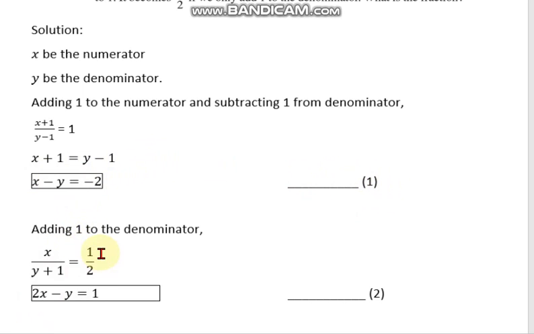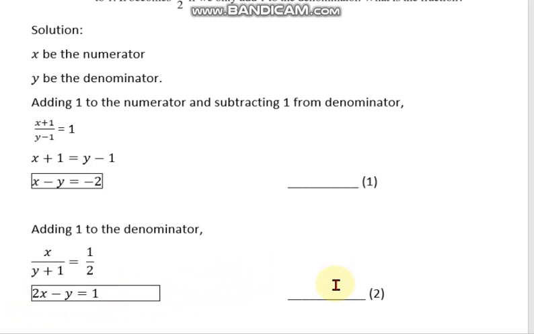Now the next information we have is: adding 1 to the denominator, the fraction reduces to 1 by 2. So simply we are adding 1 to the denominator, and the numerator stays as it is. So here x upon (y plus 1) equals 1 upon 2. Now cross multiplication will give you 2x equals y plus 1, and converting it into standard form, we will have 2x minus y equals 1.